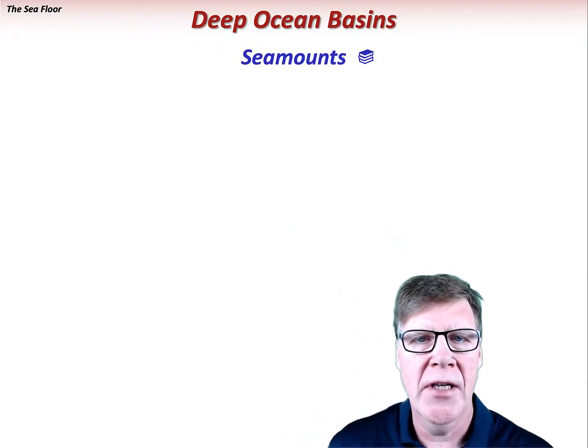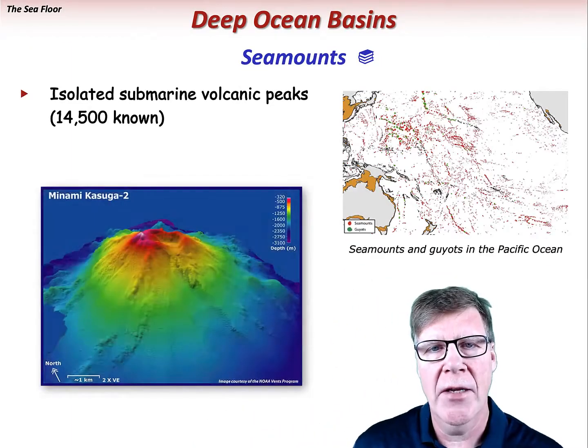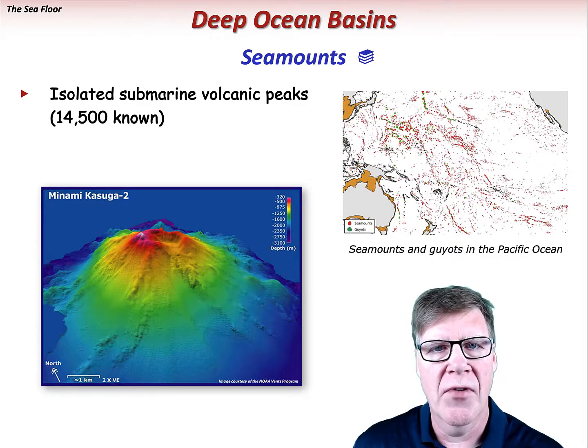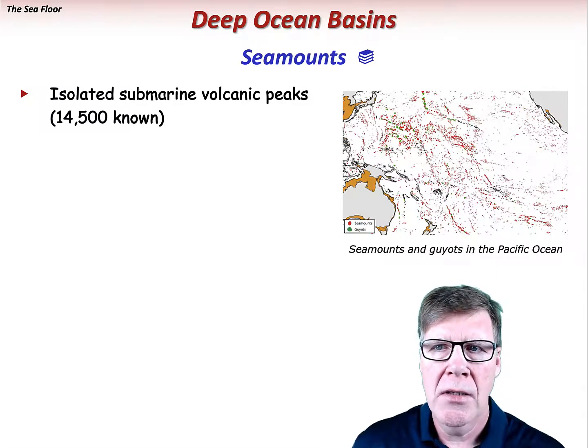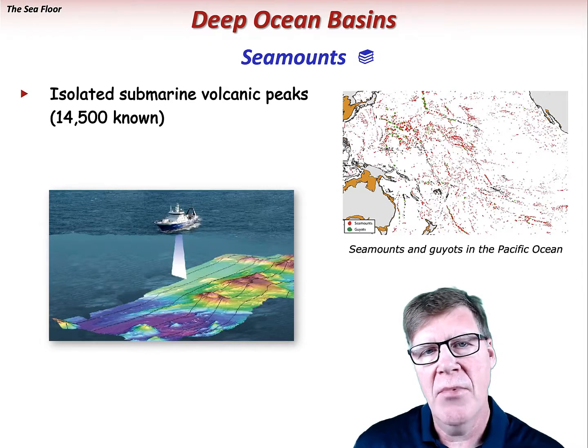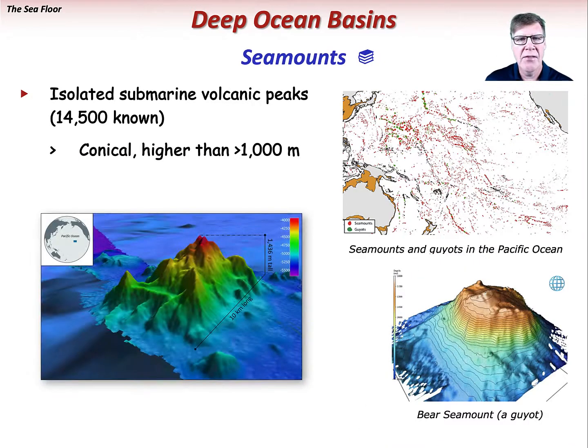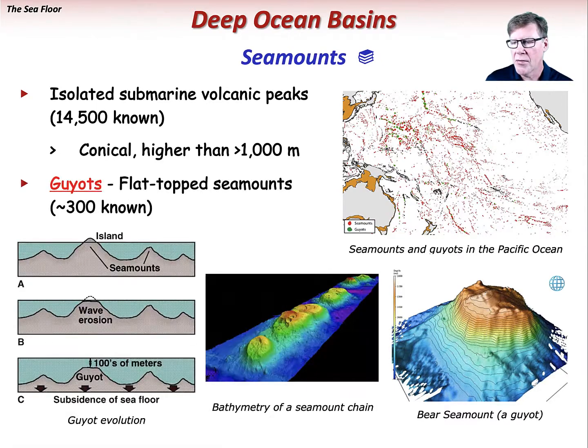Seamounts are essentially isolated submarine volcanic peaks. Almost 15,000 of these submerged volcanic mountains are known, of which roughly 10,000 have been mapped. They are typically conical in shape, with heights of at least 1,000 meters, with most being between 1,000 and 4,000 meters in height. Flat-topped seamounts are known as geos, of which 300 have been identified.